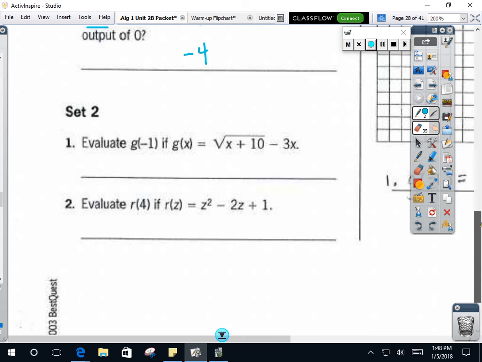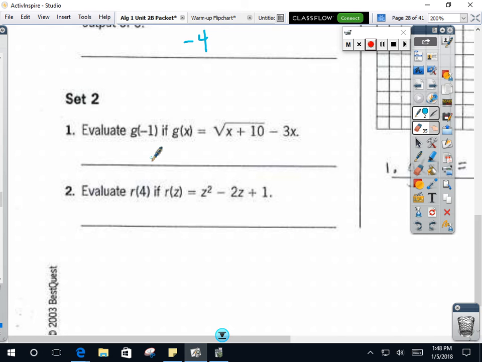Okay, set 2. Evaluate g of negative 1. So we're trying to figure out what g of negative 1 equals if g of x equals the square root of x plus 10 minus 3x. So all you're going to do is input negative 1 into the function. So it'll become the square root of negative 1 plus 10 minus 3 times negative 1. And what did y'all get? I got 6. Because look, Leah, negative 1 plus 10 becomes a 9. The square root of 9 is 3. Negative 3 times negative 1 is a positive 3, and then added together is 6. Or you could just type it straight in.